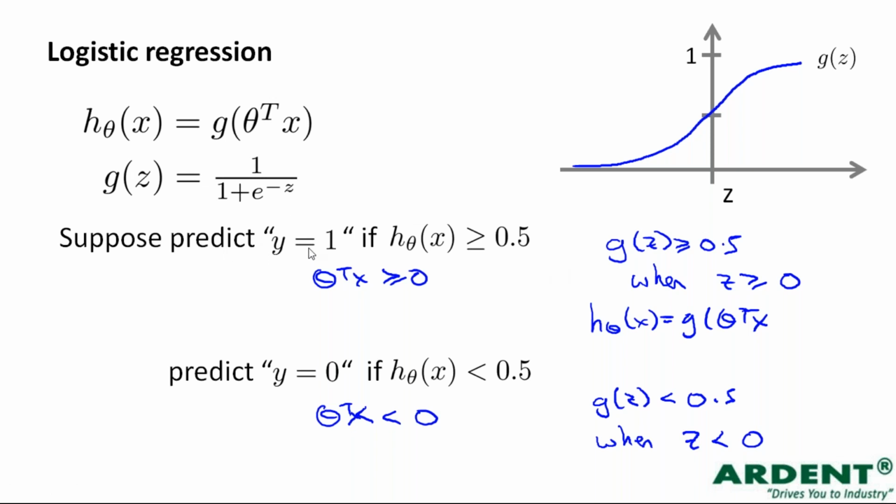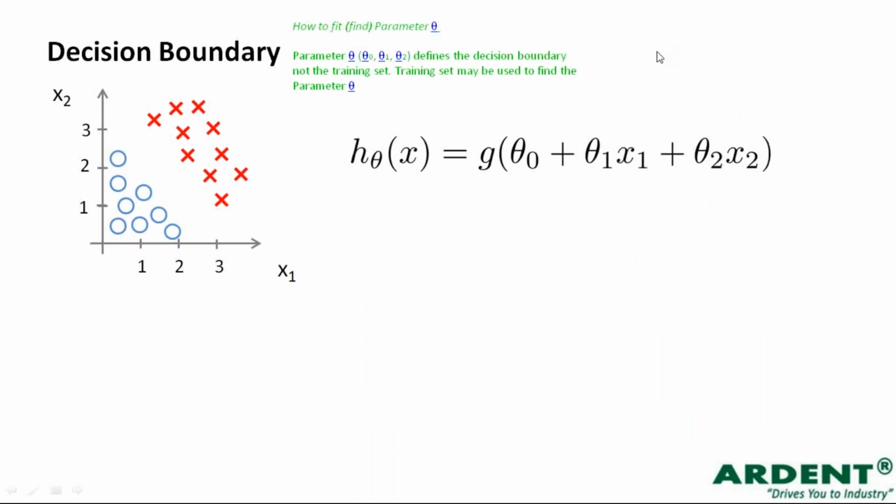Suppose the predicted value y is equal to 1 if h theta of x is greater than or equal to 0.5, and the prediction y is 0 if h theta of x is less than 0.5. Clear? Yes. Try to understand this.